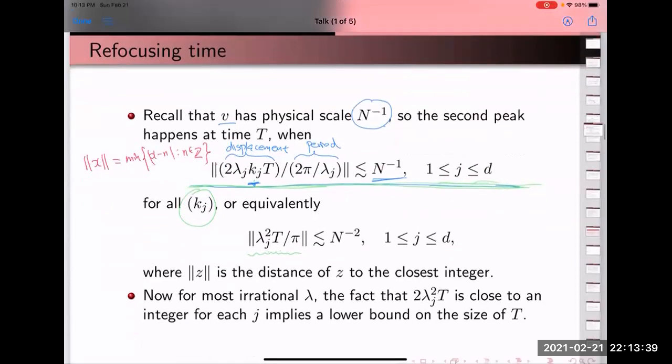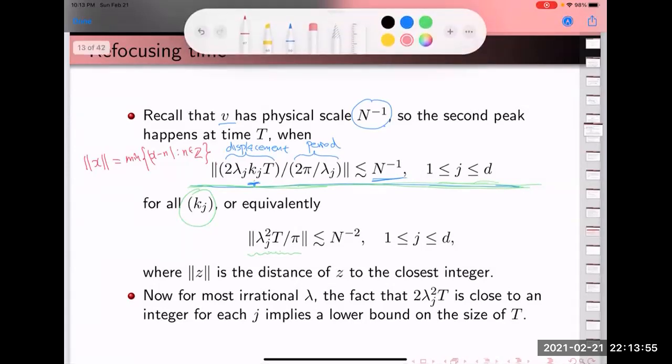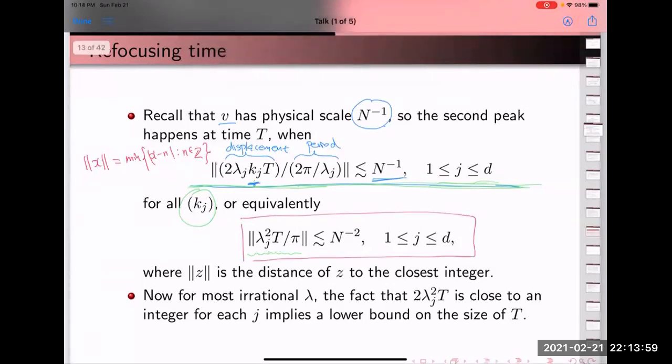Okay, so now you see that suppose we have an irrational torus. Here it doesn't have to be irrational. For any torus with lambda j, in order for the reconcentration to happen, for the second peak to come, we must have this inequality that holds for j from 1 to d. In particular, it means that lambda j squared t over pi has to be really close to an integer in order for this to happen.